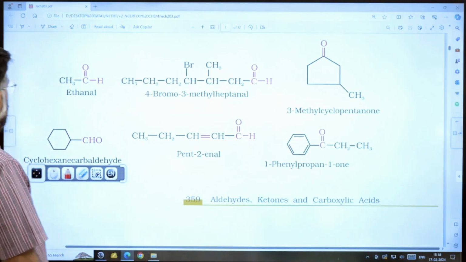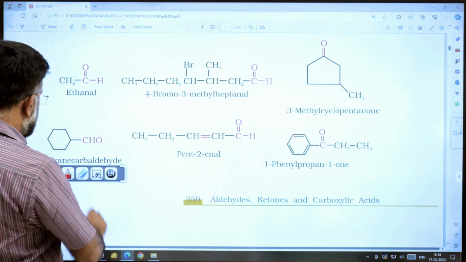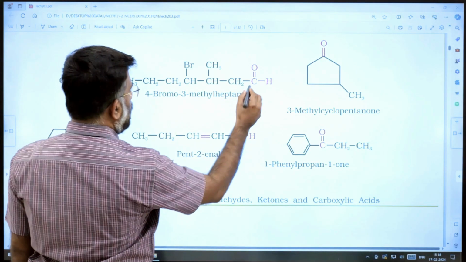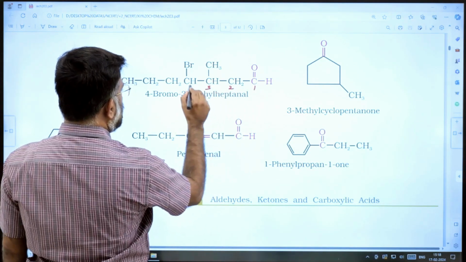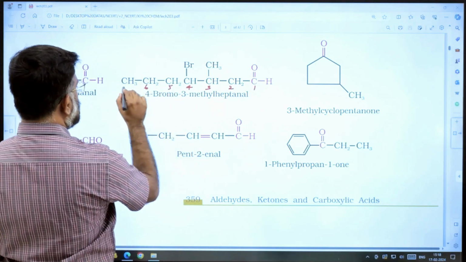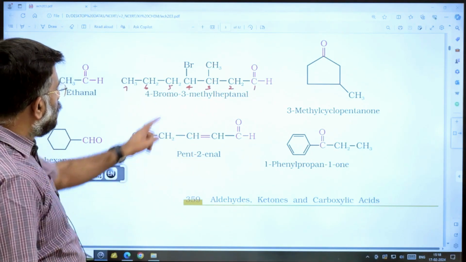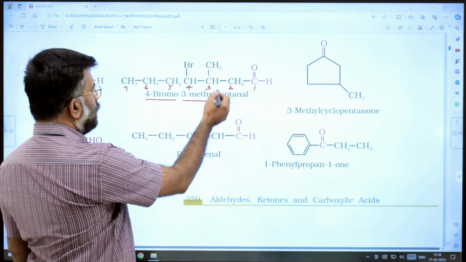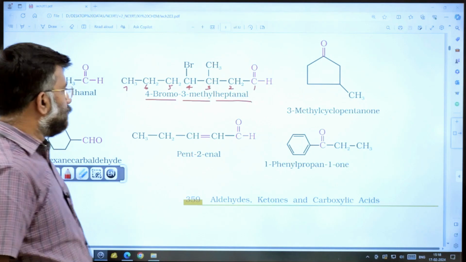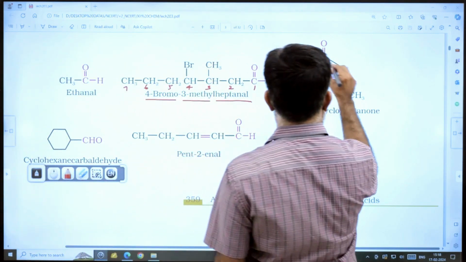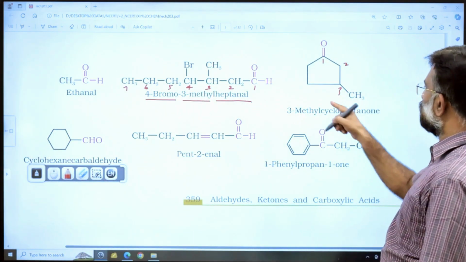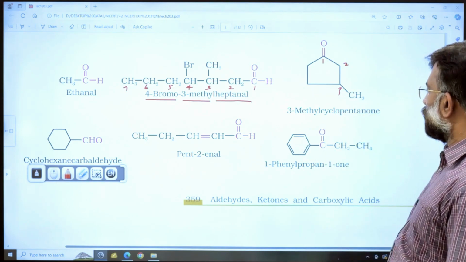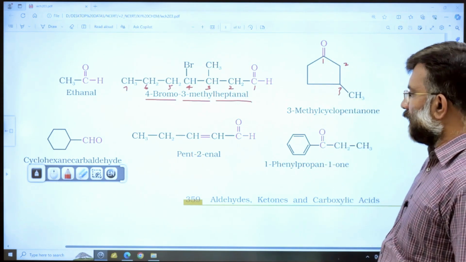Look at the naming part again here. Ethanal, acetaldehyde. 1, 2, 3, 4, 5, 6, 7. So it's going to be 4-bromo, alphabetical order, 4-bromo-3-methyl heptanal. What about here? It is 1, 2, 3. 3-methyl cyclopentanone.